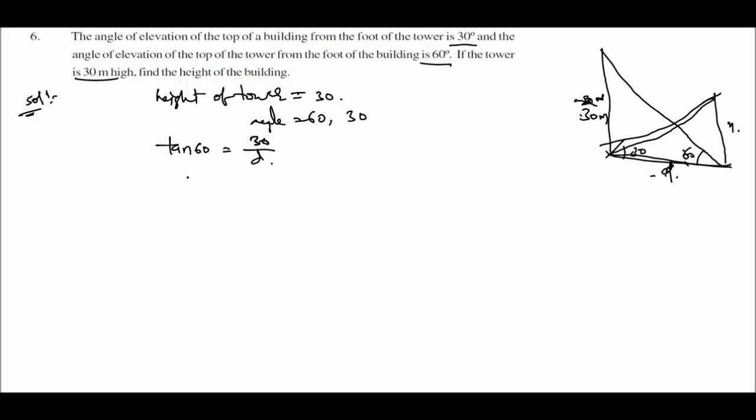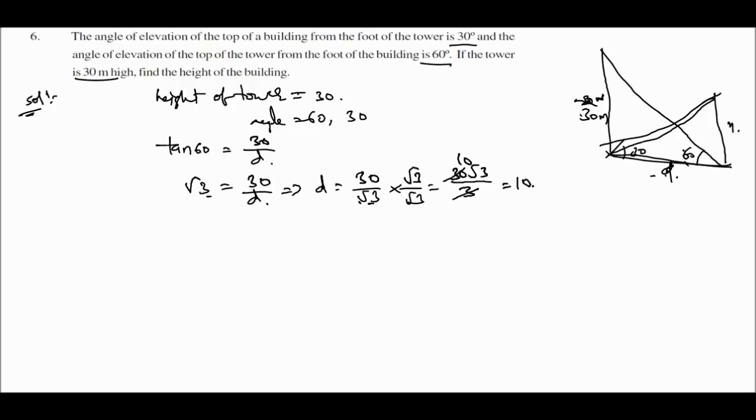Tan 60 is equal to root 3 only. So root 3 is equal to 30 by d. So d goes here and root 3 comes here. So d is equal to 30 by root 3. Multiplying by root 3 to rationalize, it becomes 3 in the denominator, and 30 root 3 divided by 3 is 10 root 3. So d is equal to 10 root 3.